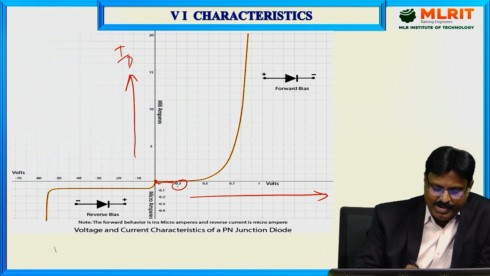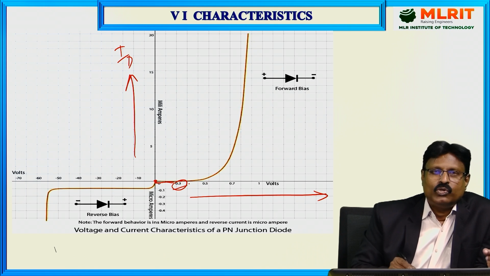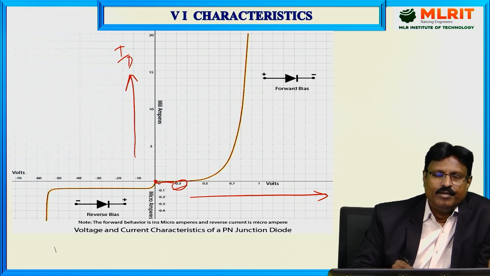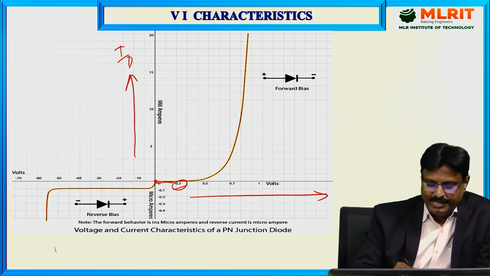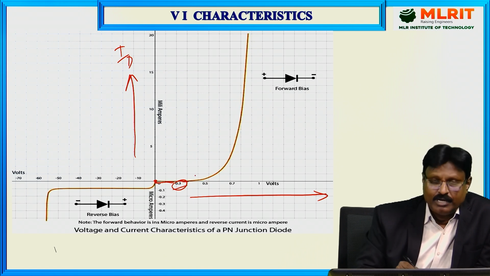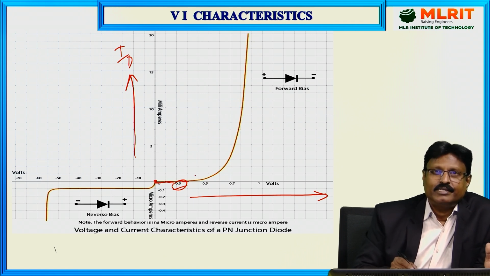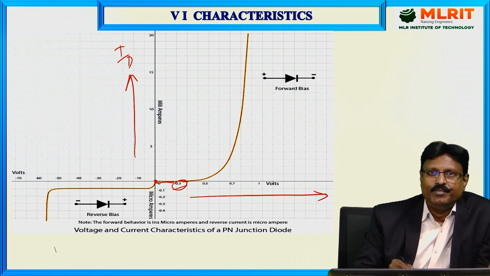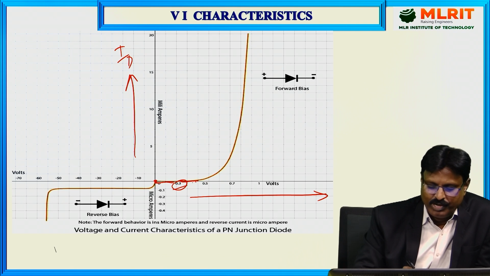So whenever I am applying the forward biasing voltage VD greater than 0.3 volts, slowly the depletion region goes on decreasing. That's why slowly the movement of carriers across the junction happens. The holes will be moved from P side to N side, and electrons will be moved from N side to P side. That's why slowly the current is going on increasing.